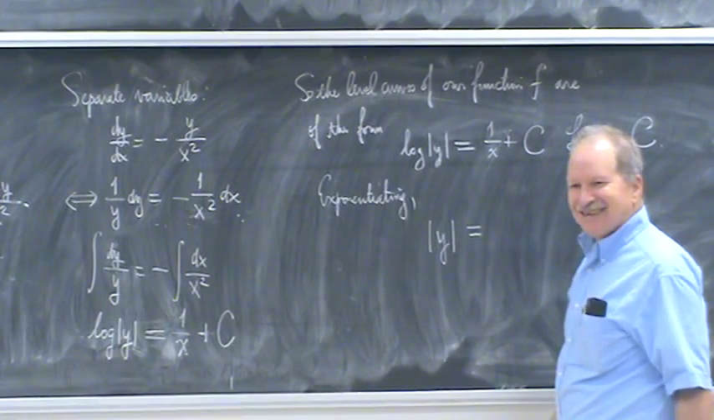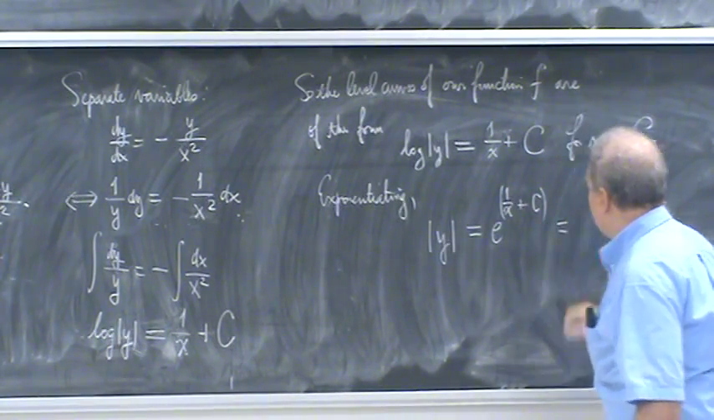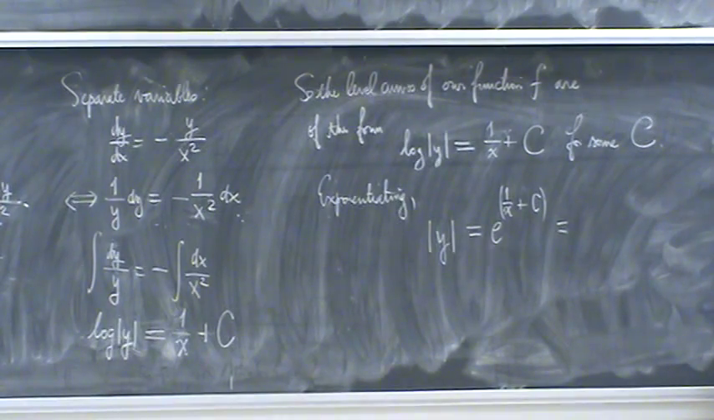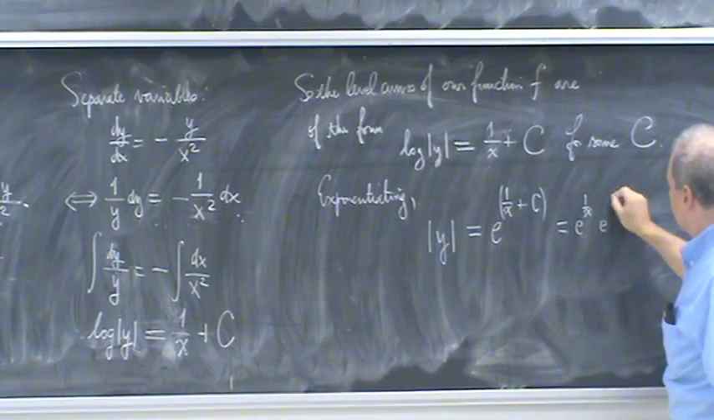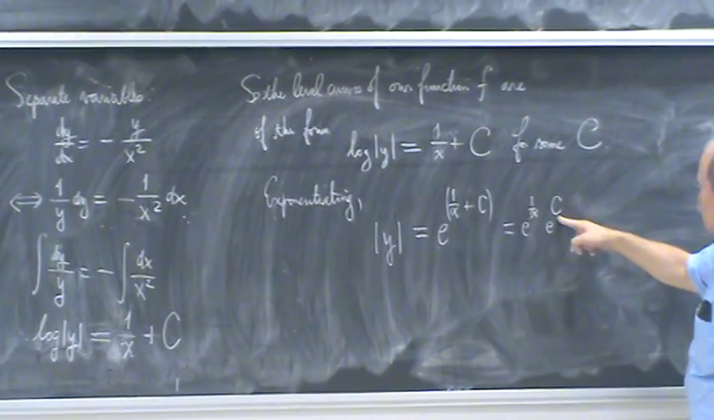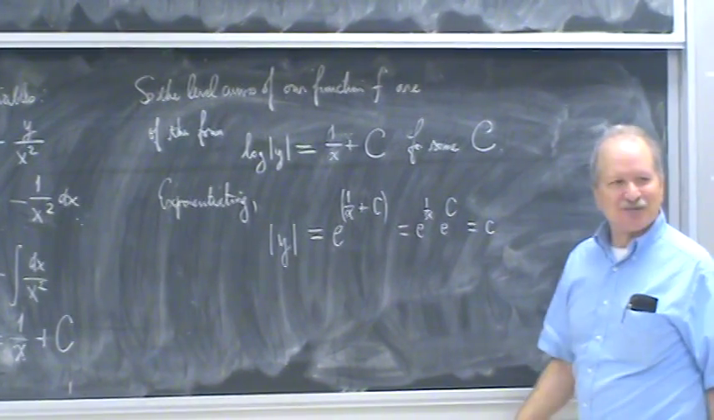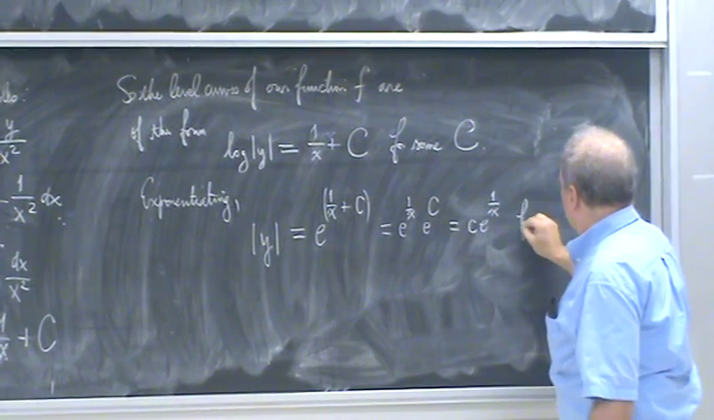Everyone's just saying it differently. e to the 1 over x times e to the C. So you can just call that c. And e to a constant is otherwise known as a constant. I reserved little c to be e to the capital C, okay. So y equals c times e to the 1 over x, for some little c.